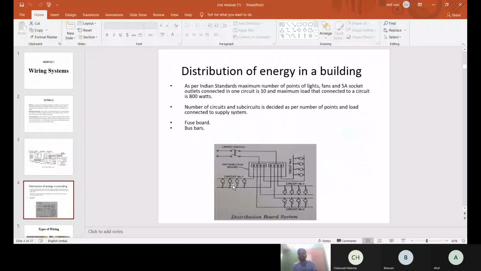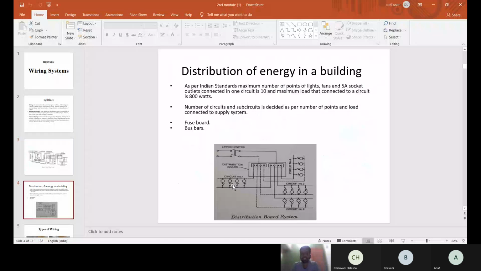As per our Indian standards, the maximum number of points of lights, fans, and other 5 amp socket outlets should be connected to a maximum number of 10. That is, each circuit should contain 10 points. If it exceeds 10 points, then we need to make another sub-circuit. And one more thing is the maximum amount of load for one sub-circuit should be not more than 800 watts.